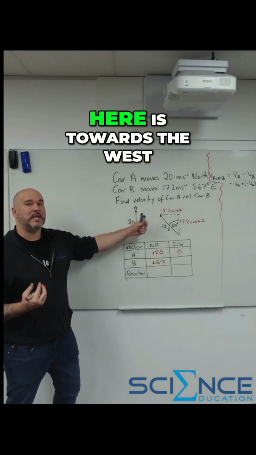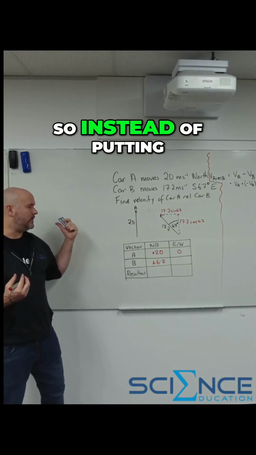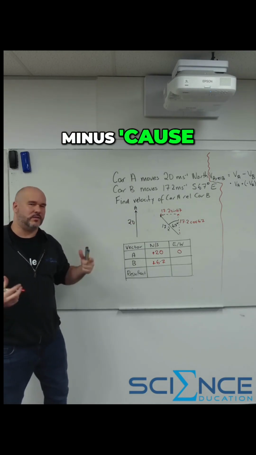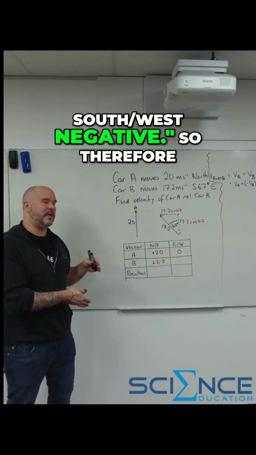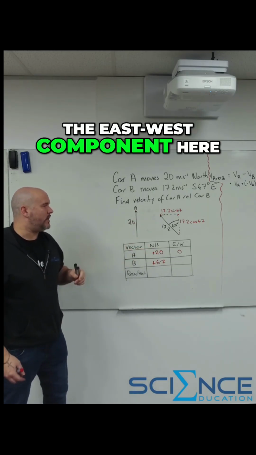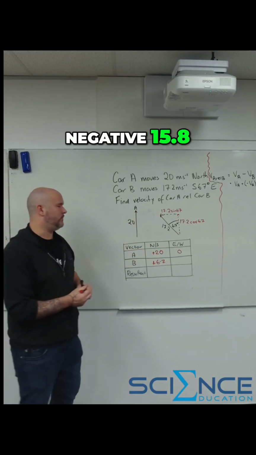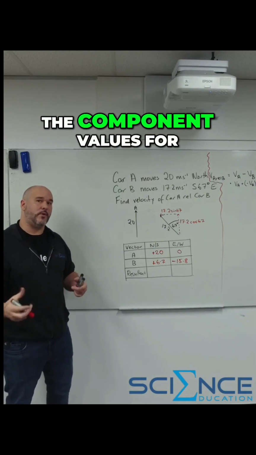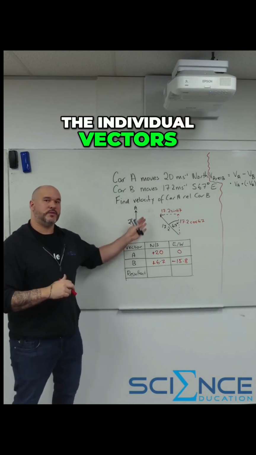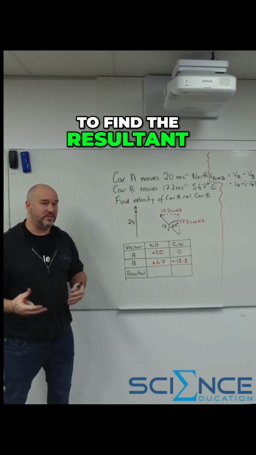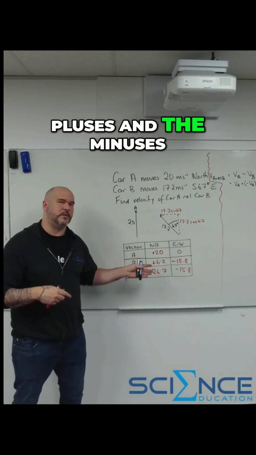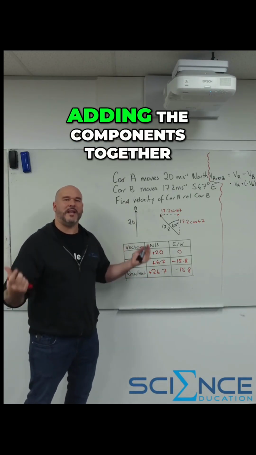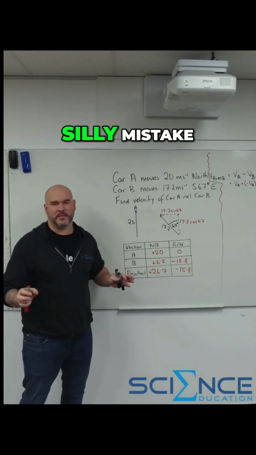Now do note this one here is towards the west. So instead of putting a plus, we're going to put a minus because convention says north and east positive, south and west negative. So therefore the east-west component here is going to be negative 15.8. Now that we've got the component values for the individual vectors, sum down the columns to find the resultant or the net component. Little pro tip: make sure you put in the pluses and the minuses so when it comes to adding the components together, you don't make a silly mistake.